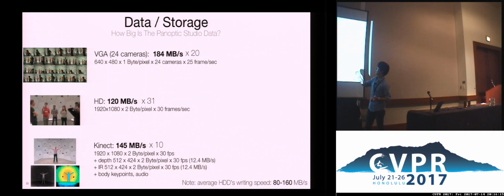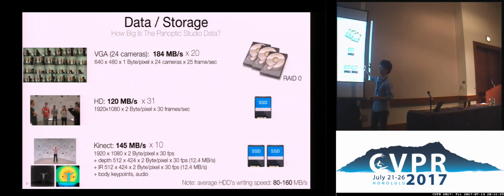For example, here, VGA produced 184 megabytes, HD produced 120 megabytes, and Kinect sensors produced 145 megabytes with some data annotations like depth and IR. And these are our solutions. So for a single node, for example, VGA, we use 3 hard drives with RAID 0 to increase the writing speed. And for others, we are using SSD. Why do we use hard drives for VGA, for example?